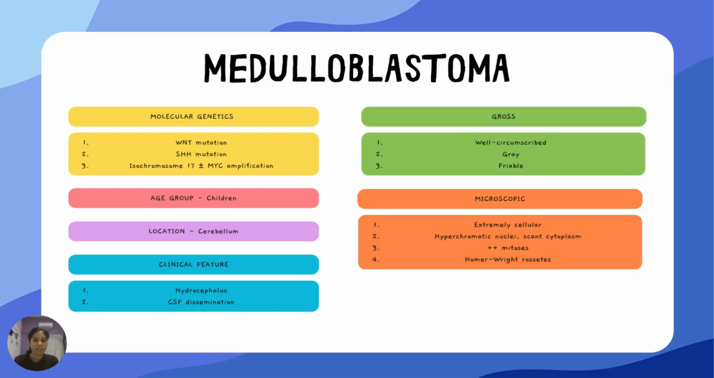Then you will have your gross and microscopic. As for the gross, it is well circumscribed, gray, and also friable. Your microscopic is where you can see it is extremely cellular, hypercellular, with hyperchromatic nuclei with scant cytoplasm and abundant mitosis. And then it has Homer Wright rosettes. This is the classic microscopic feature of medulloblastoma.